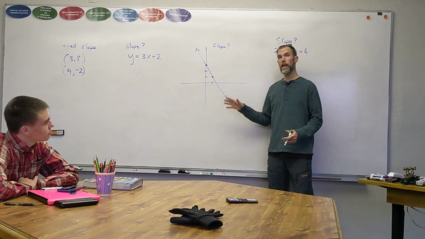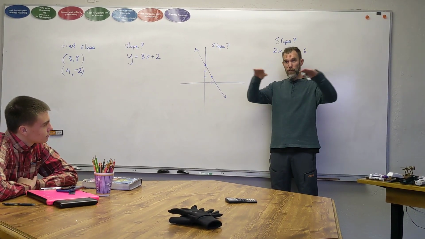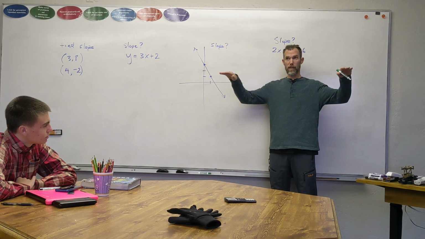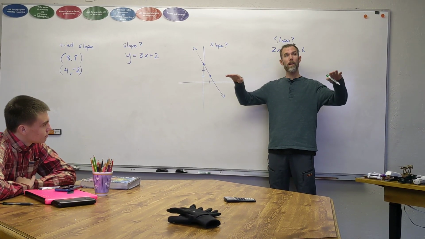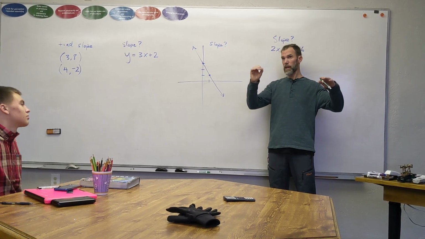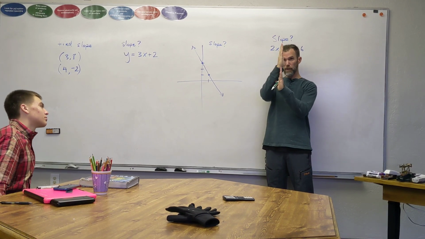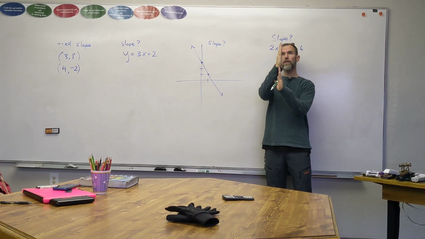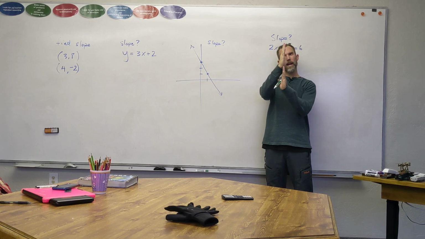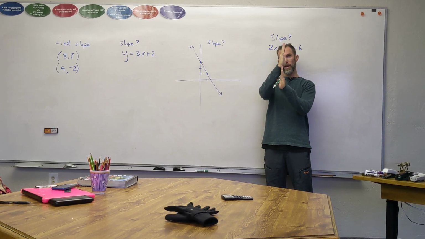Slope is how steep a line is. If a line is flat, how steep is it? Not steep at all. It's zero slope. If a line is straight up and down, how steep is it? Undefined, because you can't really say it's up or down, right?